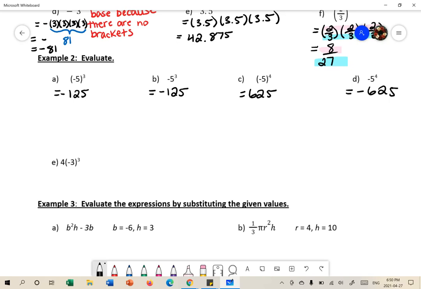Brackets are very important. Please make sure that you're typing them into your calculator. These brackets are changing the base. Okay, so in part A, the base is -5. So really it's -5 times -5 times -5.